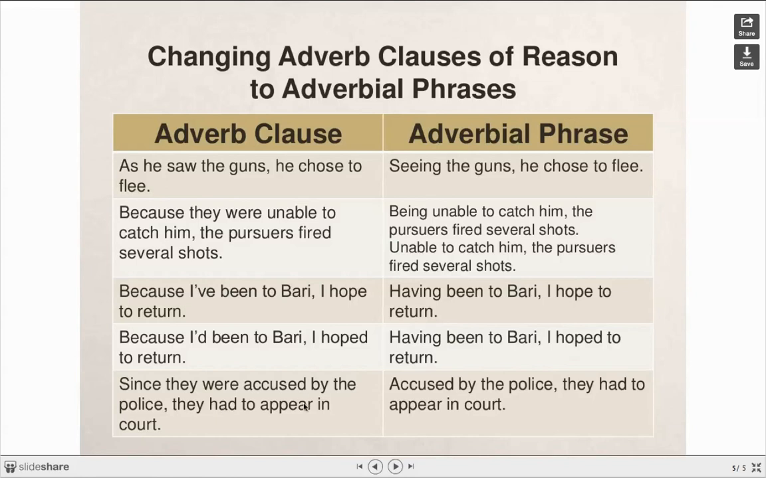Since they were accused by the police, they had to appear in court. Since here means because, and I'm going to take out the subordinator and the subject and the verb. Accused by the police, they had to appear in court.